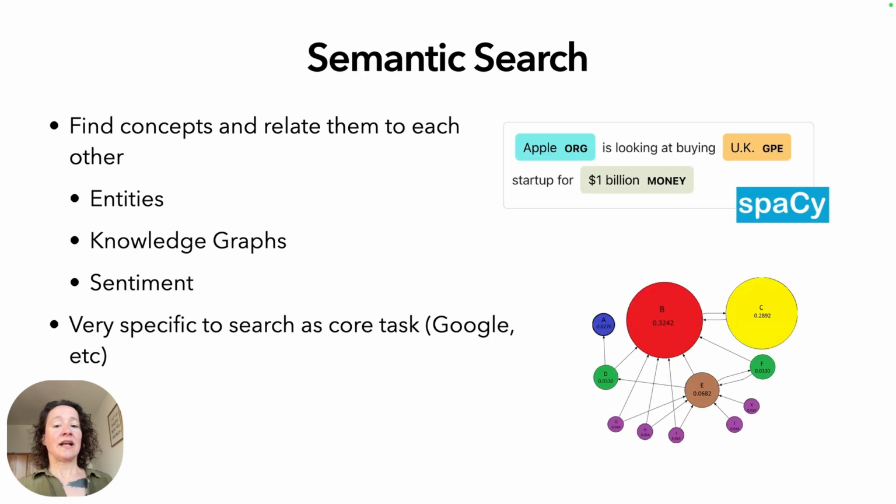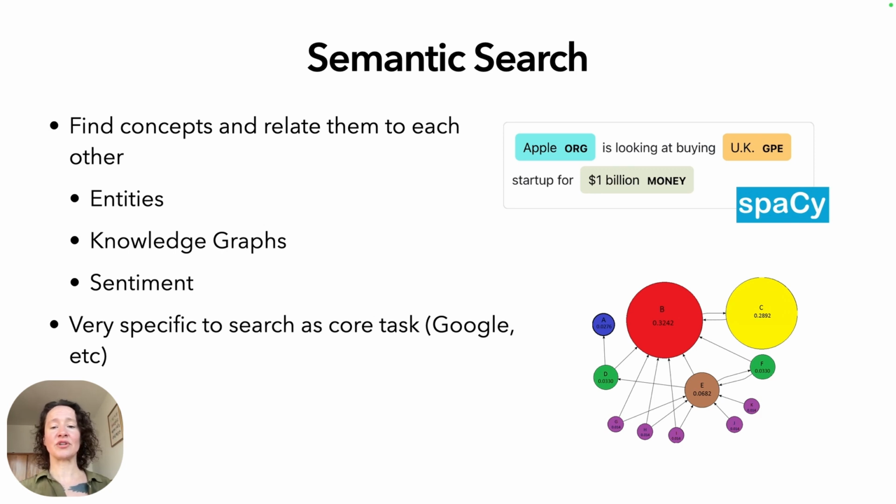Okay. And then there's semantic search. So you've probably heard of this, but semantic search is the ability to create links or even networks between different things that are happening in language. Now, here I have an example from spaCy. spaCy is a great open source library for doing things like entity recognition, and all different semantic work with your documents, and is free and open source.